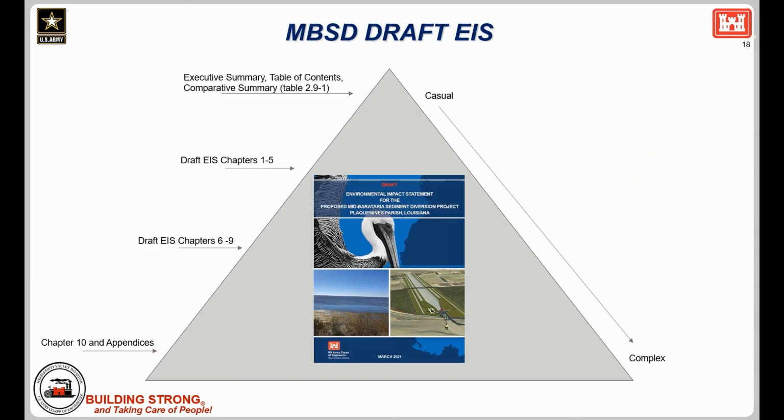Before I wrap up, I want to remind you that the draft EIS for the proposed Mid-Barataria Sediment Diversion Project is a large document that can be technical. It is available for the casual reviewer with the executive summary, comparative summary of alternatives table, and the table of contents to help you find areas in the draft EIS of your interest. From there, it ranges in complexity as you read through the draft EIS chapters, ending with Chapter 10 and the appendices for those who really want to dig deep into the analysis.